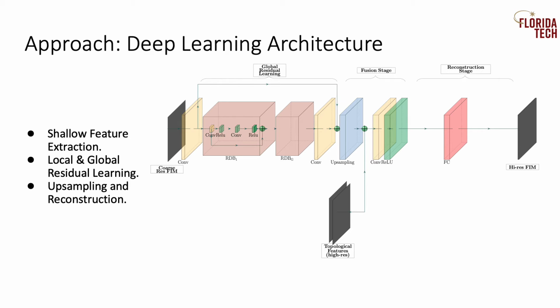The outputs from these blocks are then propagated to an upsampling block that brings the image to the dimensionality of the output. It is after this step that we concatenate topographic features, which then passes through the reconstruction stage to produce the high-resolution flood inundation maps.